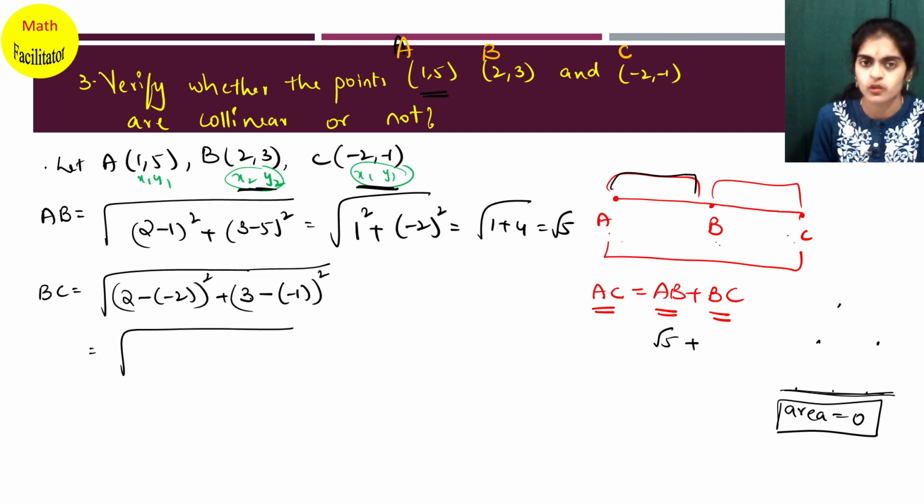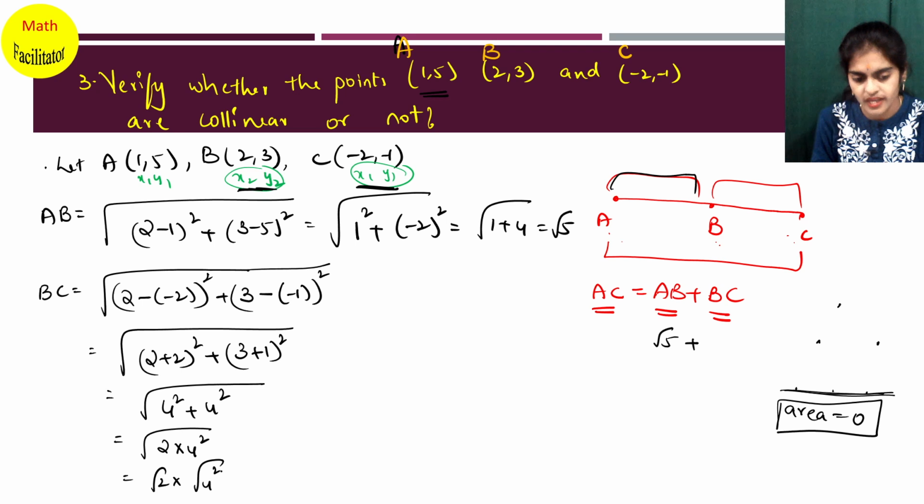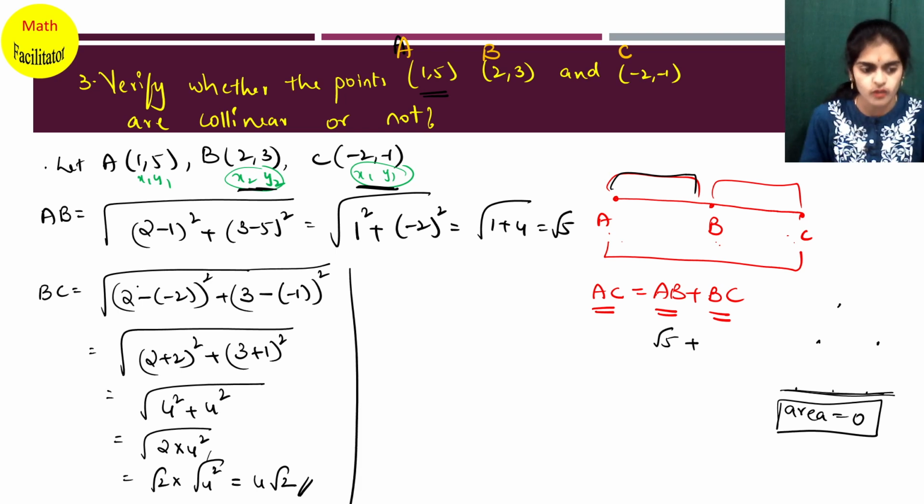So that is equal to root over (2 minus of minus 2 is 2 plus 2) whole square plus (3 minus of minus 1 is 3 plus 1) whole square. So again we can write this as root over 4 square plus 4 square. 4 square plus 4 square is nothing but 2 times 4 square, or you can write it as root 2 into root 4 square, and the final answer is nothing but 4 root 2 units. Here square and square root cancel, 4 root 2 units. Otherwise, you can write 4 square as 16, and root 16 is 4. The same answer you'll get. Now we found AB and BC.